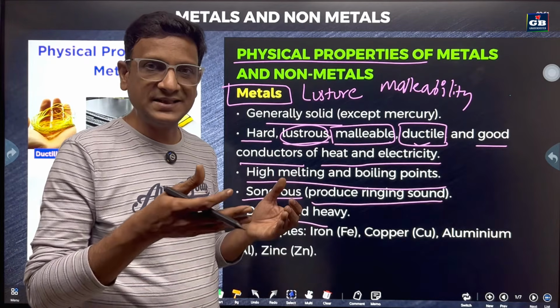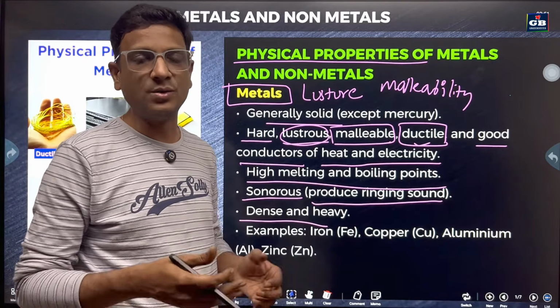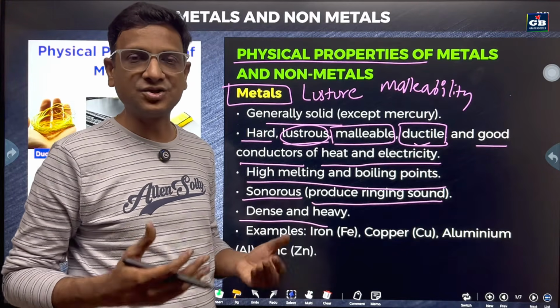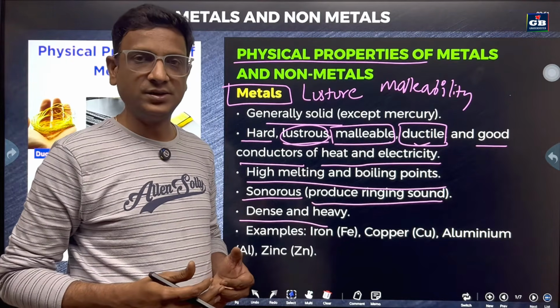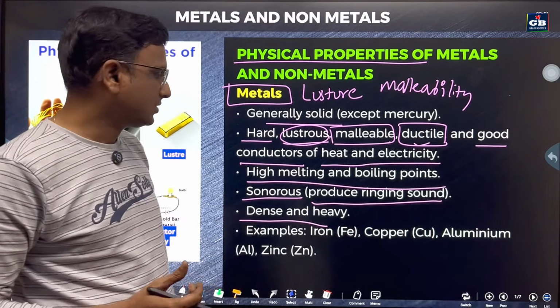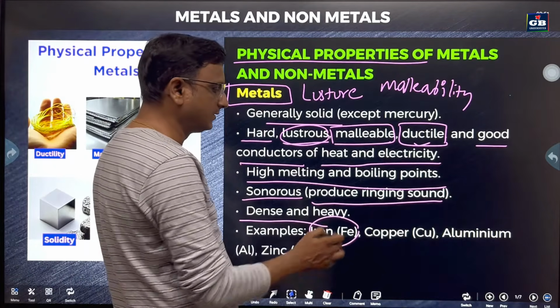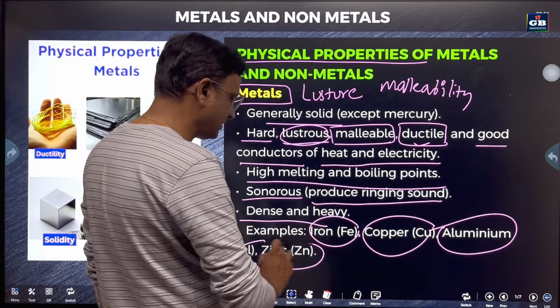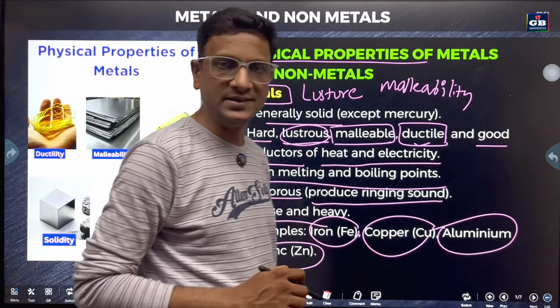So metal objects easily sink in the water, they drown in the water because they are heavy. Their density is high, much compared with the water. So metals are heavy and they are denser. So what are the examples of metals? Iron, copper, aluminum, zinc, silver, gold, all these are metals.